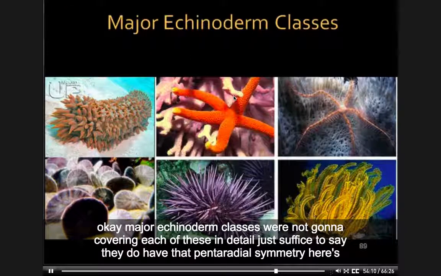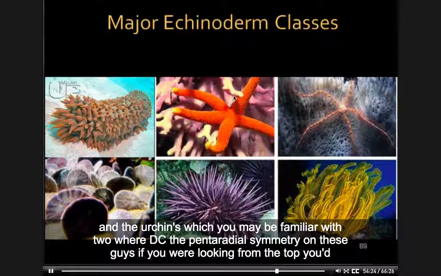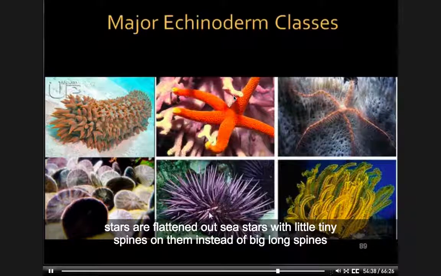Okay, major echinoderm classes. We're not going to cover each of these in detail. Just suffice to say they do have that pentaradial symmetry. Here's the sea stars, which again is one that you're familiar with, and the urchins, which you may be familiar with too. Where do you see the pentaradial symmetry on these guys? If you were looking from the top, you'd actually see five rays. These guys over here are sand dollars. Hey, sand dollars are actually just sea stars. They're flattened out sea stars with little tiny spines on them instead of big long spines.